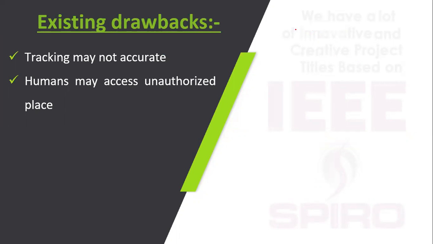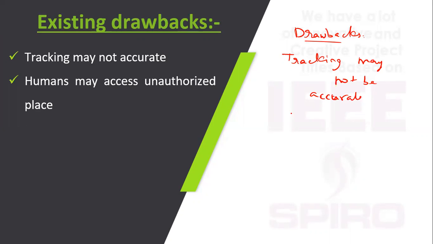So drawbacks. Tracking may not be accurate. In an unauthorized or restricted place, humans entering cannot be notified.